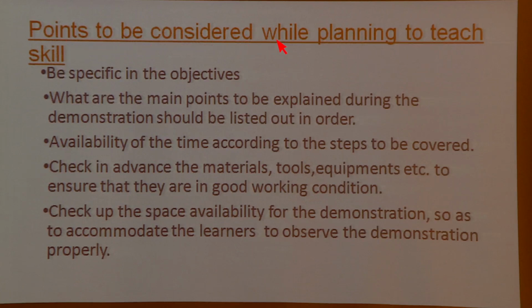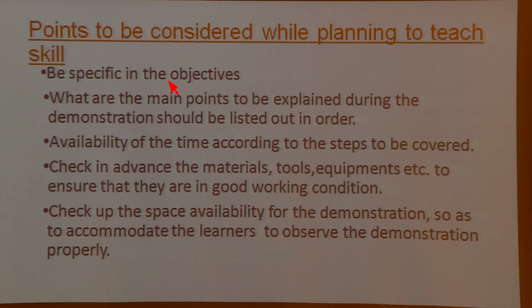Next, points to be considered while planning to teach a skill. When you are going to teach a skill, what are the points to be remembered? Be specific in the objectives. The main points to be explained during the demonstration should be listed in order. Consider the availability of time according to the steps to be covered. Check in advance the materials, tools, equipment, etc. to ensure that they are in good working condition. Check the space availability for the demonstration so as to accommodate the learners to observe the demonstration properly.